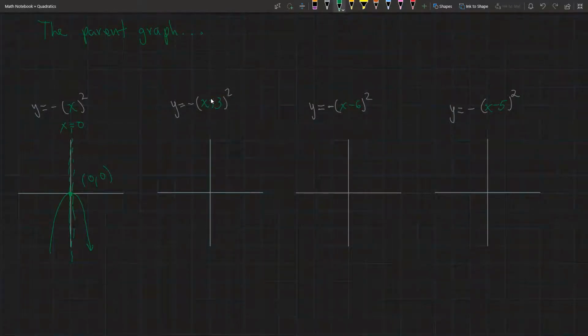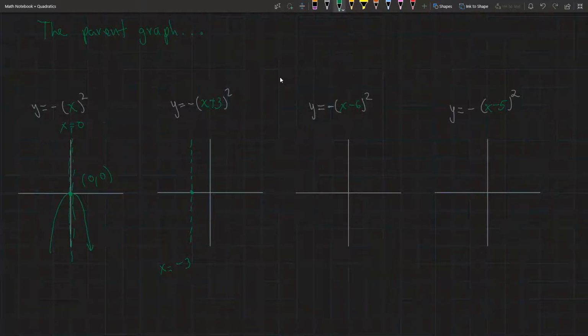Again, remember that the highest or lowest y value is 0, but only when the something inside was equal to 0. This case is x plus 3. How does x plus 3 become 0? Only when x is negative 3. Negative 3 plus 3 is 0. Then when you square it, you get a 0 squared. I mean, 0 squared is just 0, so it's the same.